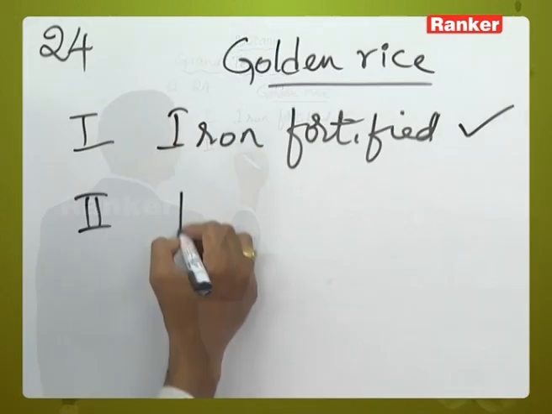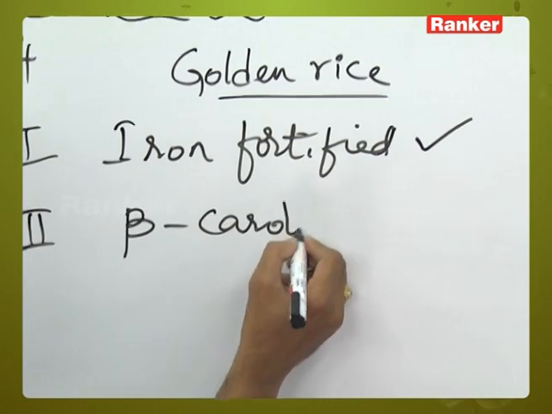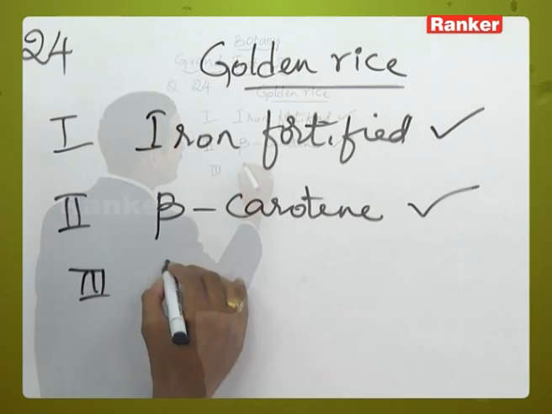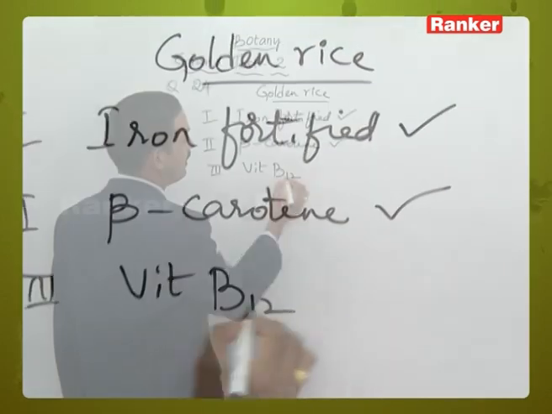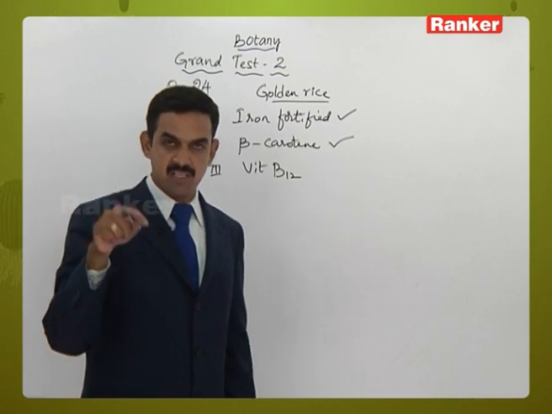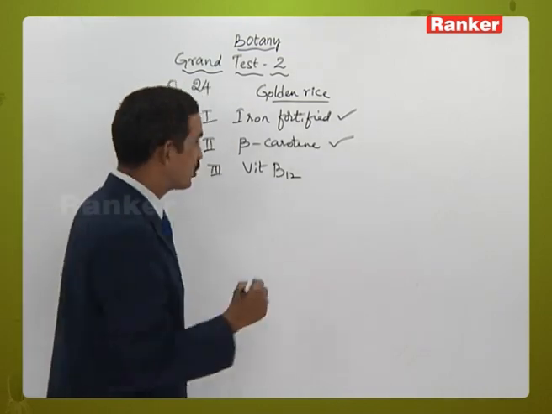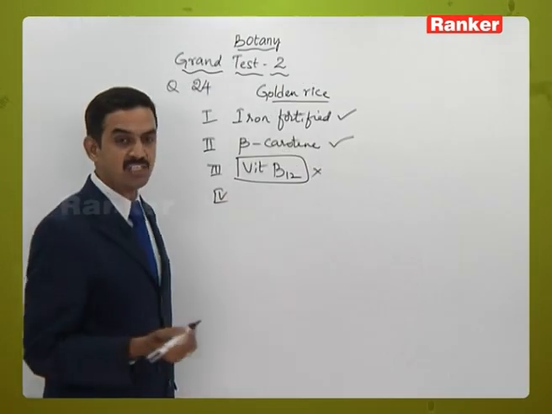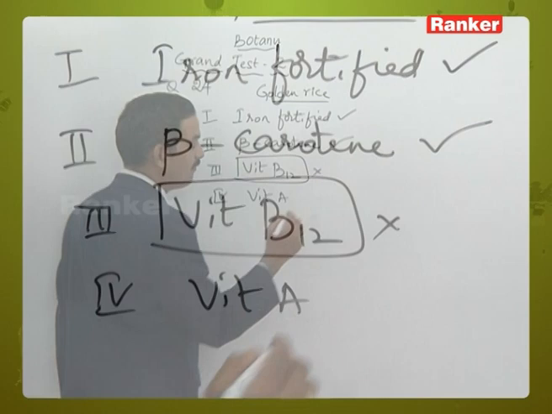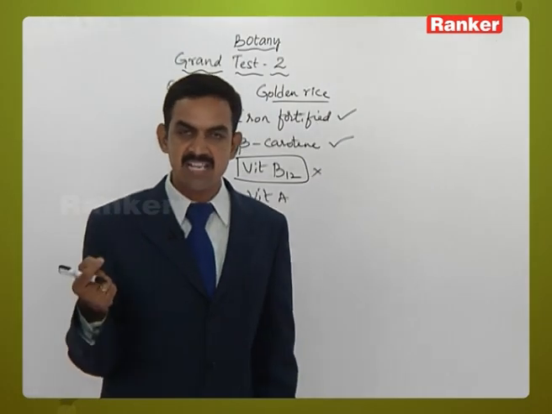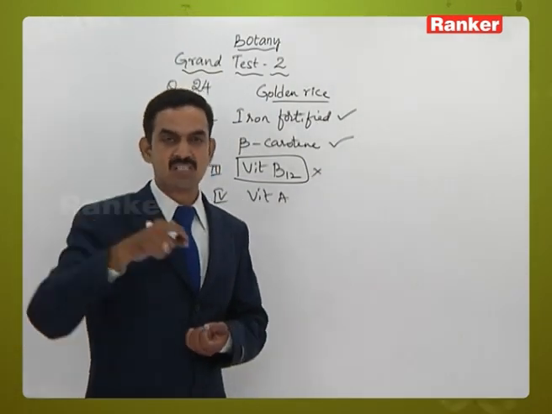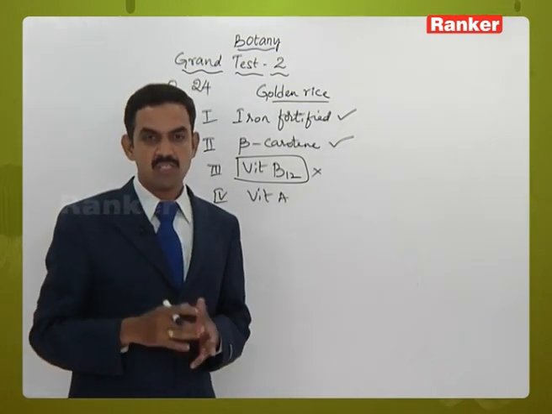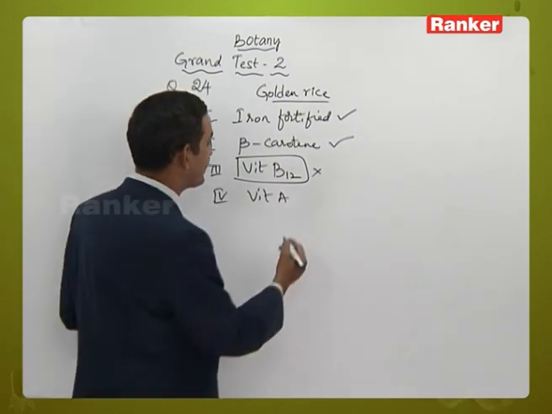Then it contains beta carotene. Yes, this is also correct. Then 3, which is rich in vitamin B12. Actually, vitamin B12 is rich in curd, which is because of Lactobacillus. So this one is incorrect. And the fourth one, it is rich in vitamin A, right? Because when it is the Taipei variety rice, some genes are inserted into that one. Because of the genes, the vitamin A content increases. So now we call it a golden rice variety. So this is also correct.